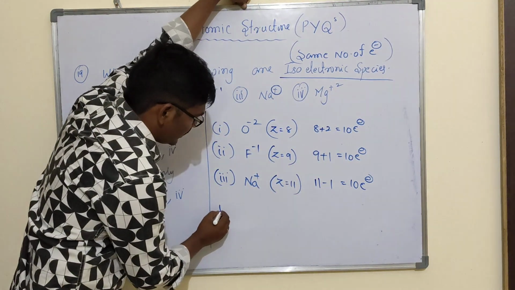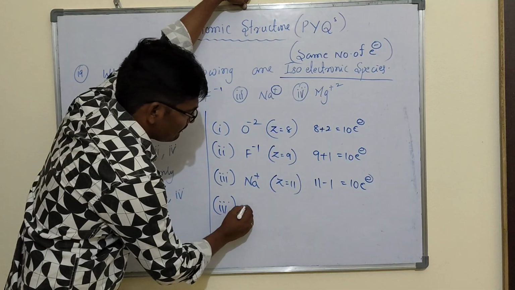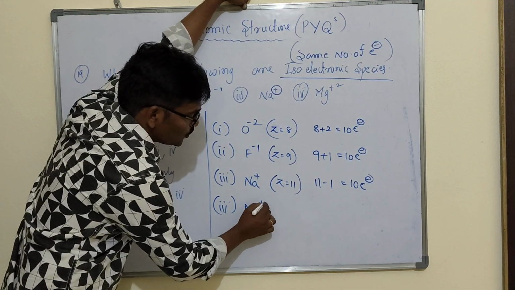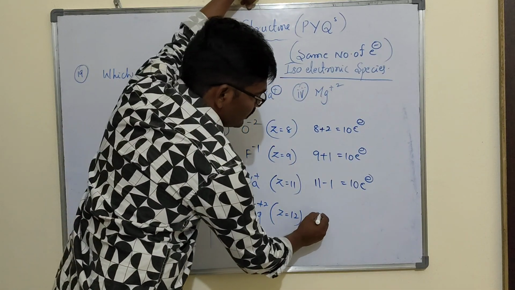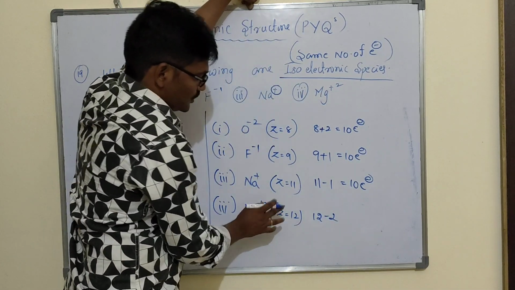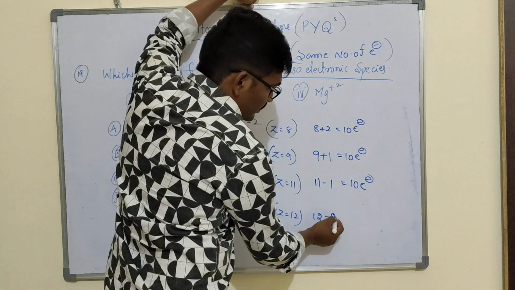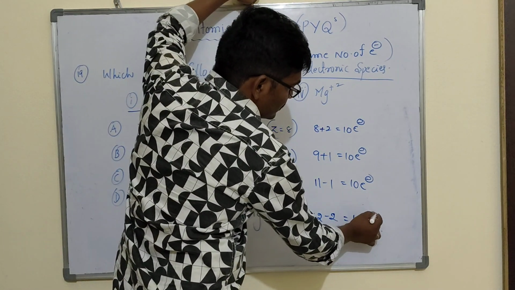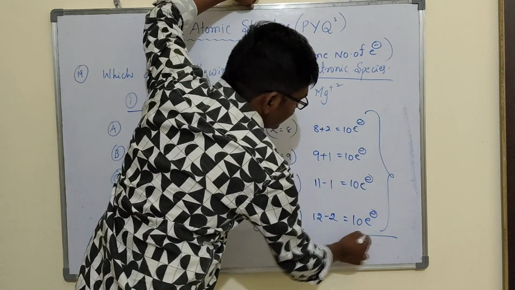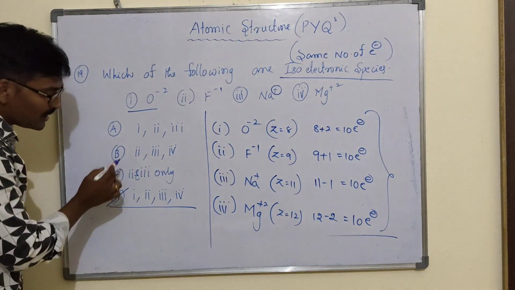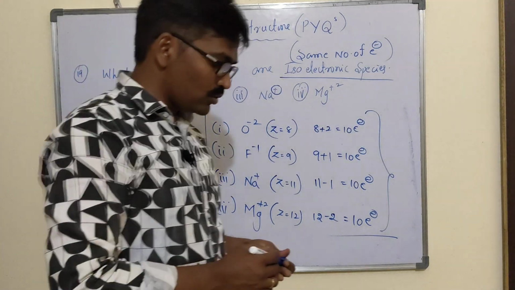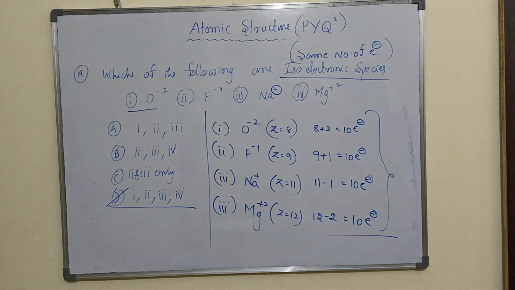The same like that, magnesium also, Mg plus 2. The atomic number Z is 12. Then 12 minus 2, since 2 electrons are removed, gives 10 electrons. So all are isoelectronic species. So 1, 2, 3, 4 is the correct answer. Okay, note it. Next question we'll discuss.